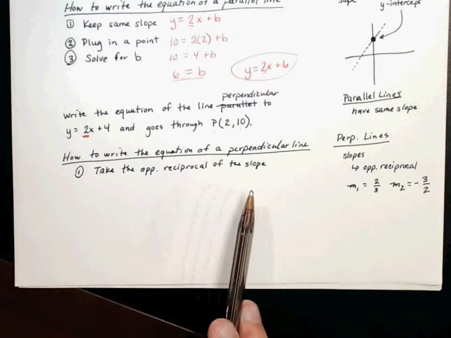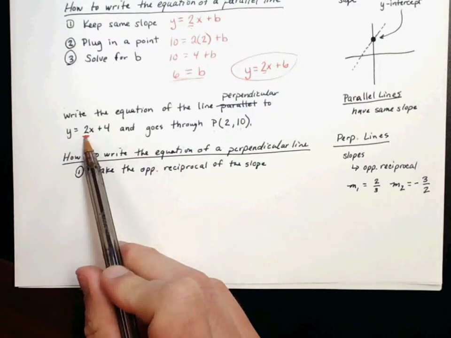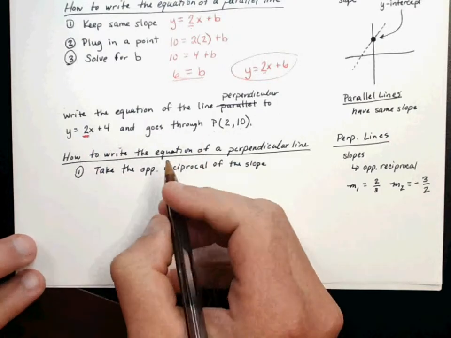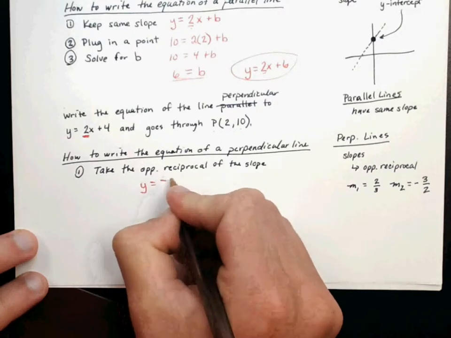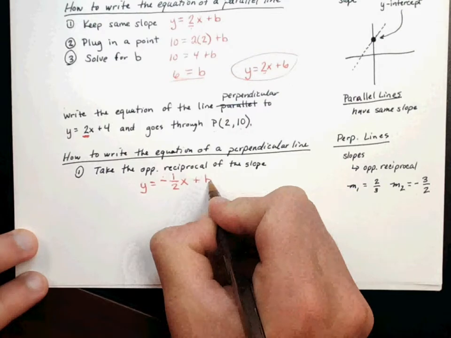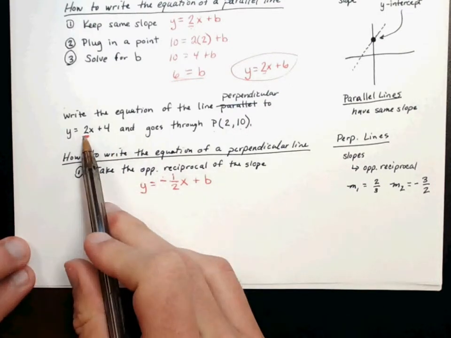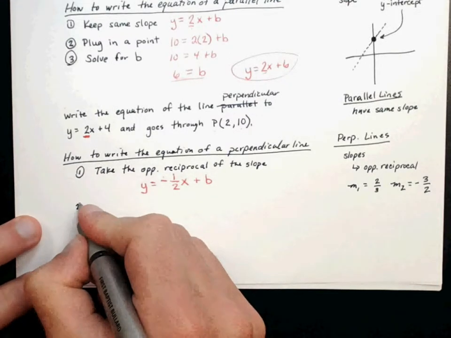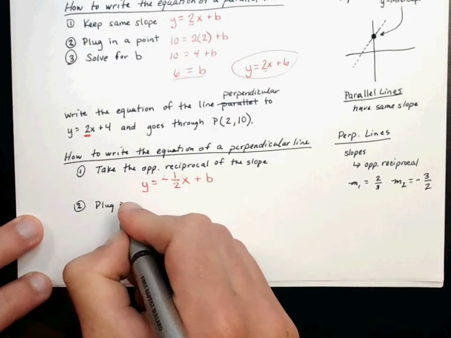We're going to take the opposite reciprocal of the slope. In this case, 2 is our slope, so the opposite reciprocal would be negative 1/2. So we know that our equation is going to start by looking like this. Y equals negative 1/2 x plus b. Because negative 1/2 would be the opposite reciprocal to 2. Alright? Then our next two steps are just like the previous. We're going to plug in a point.